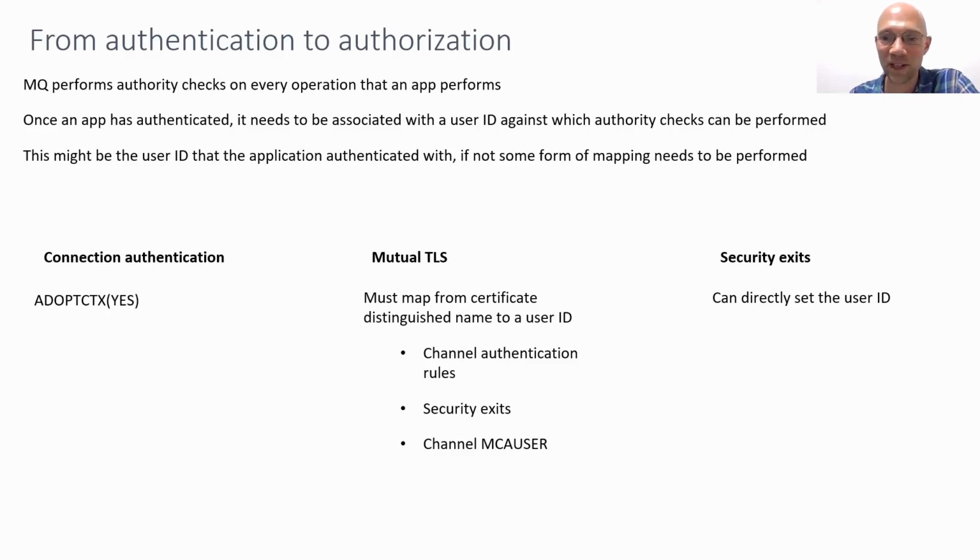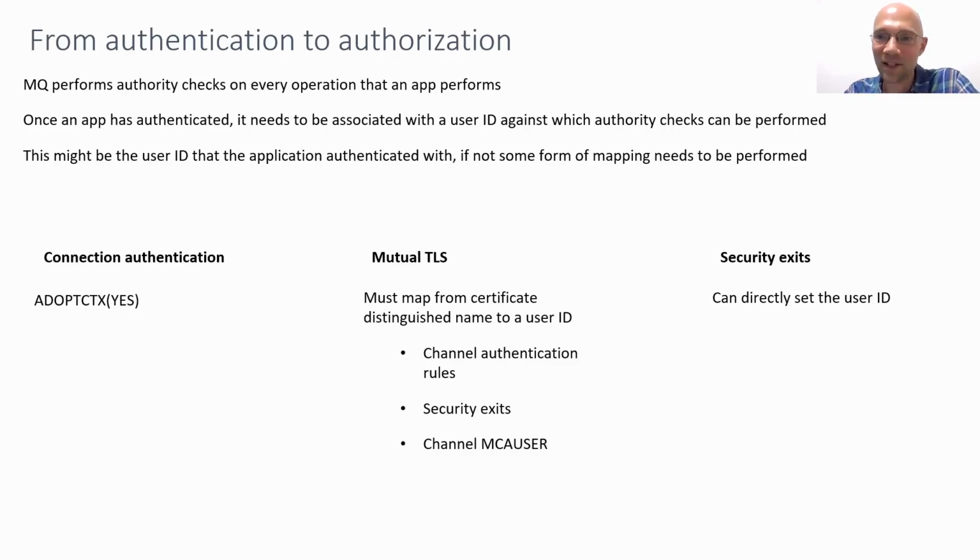Or similarly with token authentication, there is a way for the token to have a user ID claim within that token, and that can be adopted by the queue manager. And it's this adopt context parameter or attribute in the connection authentication configuration that you need to set to yes in order to tell the queue manager to do that.